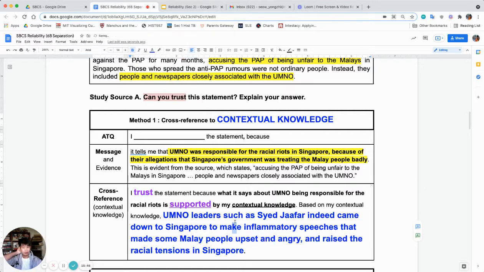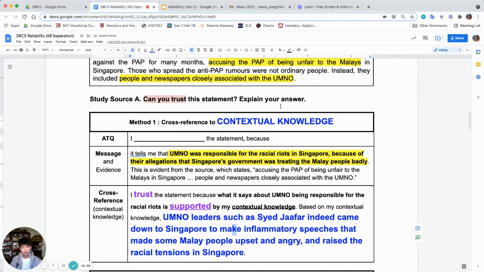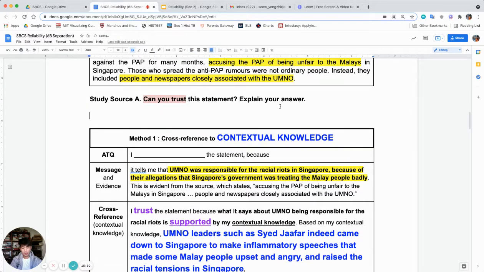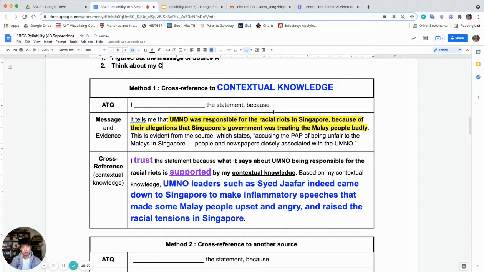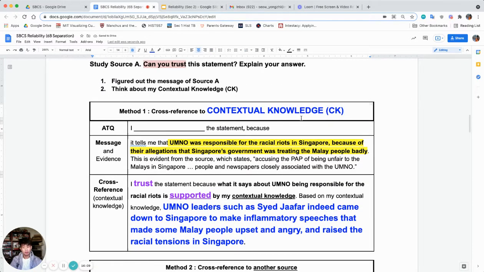So notice that what I've done so far, let's figure out the steps. I figured out the message of source A. Then I went to think about my contextual knowledge. Please note that historians usually call this CK. So if you hear CK from me from now on, it means contextual knowledge. Contextual knowledge means what you know from your historical learning about this particular period or event.